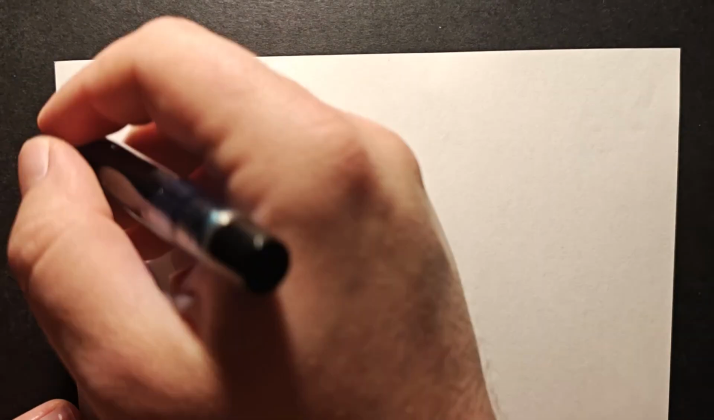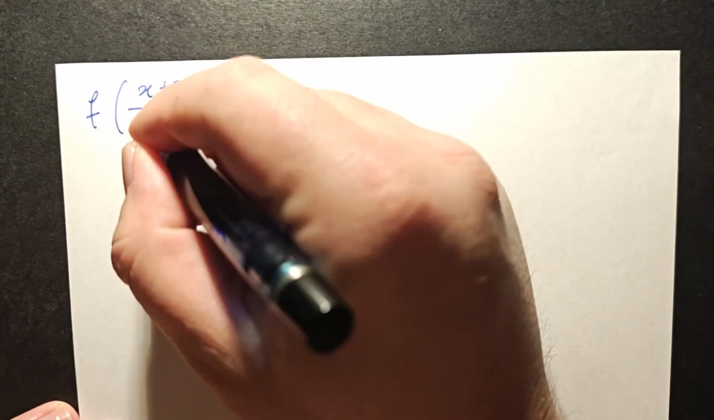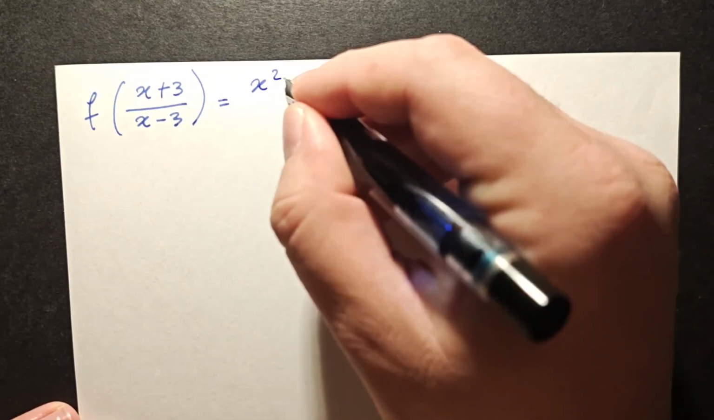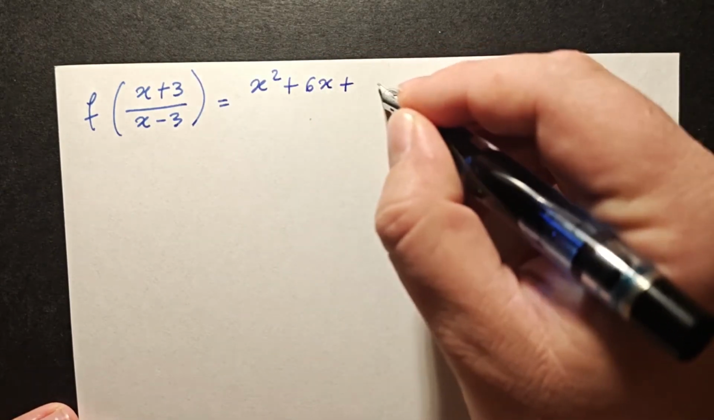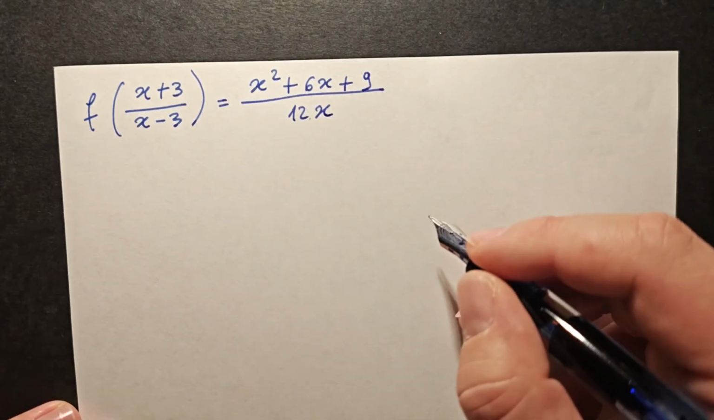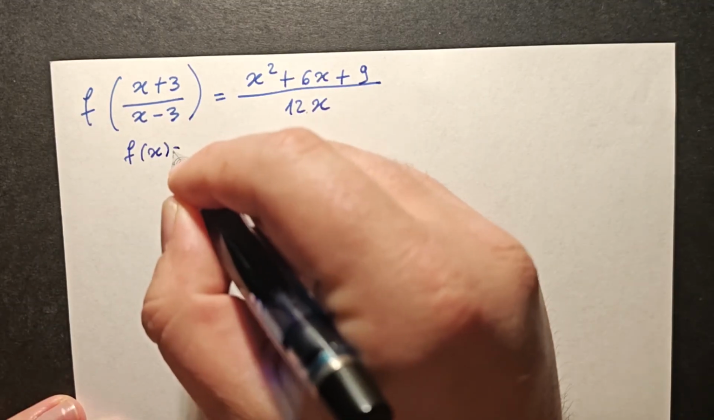In this video, we are going to solve a functional equation. f of (x plus 3) divided by (x minus 3) is equal to (x squared plus 6x plus 9) divided by 12x. We have to find a function f of x.